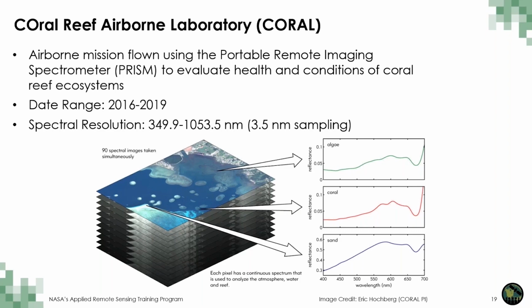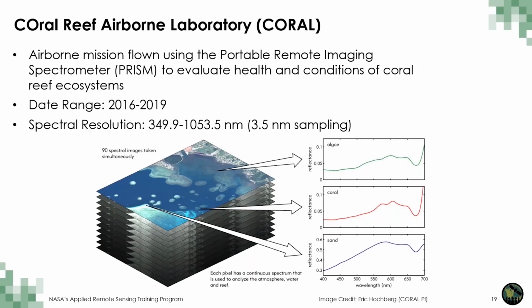The spectral range for CORAL was from about 350 to about 1053 nanometers, with bands sampled at around 3.5 nanometers with the PRISM radiometer. CORAL, like I said, acquired airborne spectral image data using the Portable Remote Imaging Spectrometer, or PRISM instrument, which was installed in a commercial airplane, a G4. And concomitant with the flights, in situ data were collected to validate the remote observations.